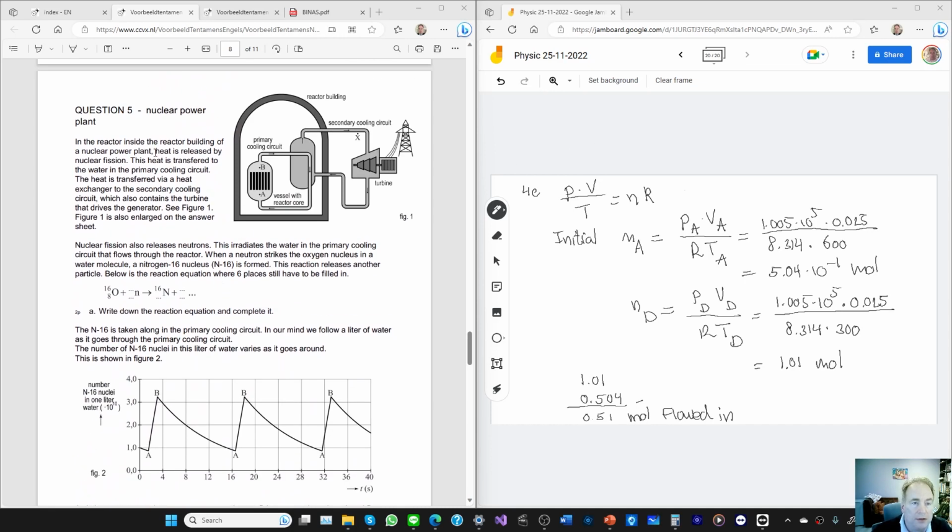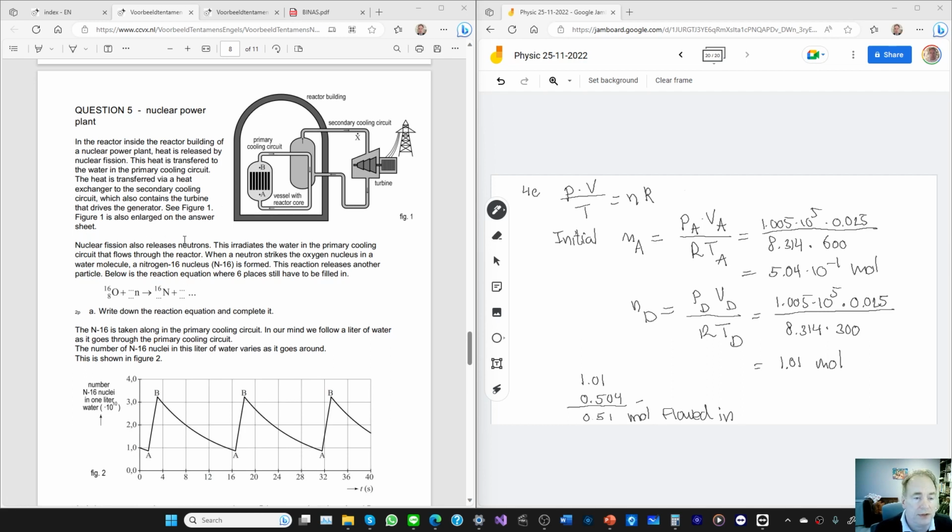Now we move to nuclear power. Inside the reactor building of a nuclear power plant, heat is released by nuclear fission. The heat is transferred to the water in the primary cooling circuit. That's the cooling circuit given here. The heat is transferred via a heat exchanger to the secondary cooling circuit, which also contains the turbine that drives the generator. So heat is exchanged here, and this secondary circuit drives the turbine.